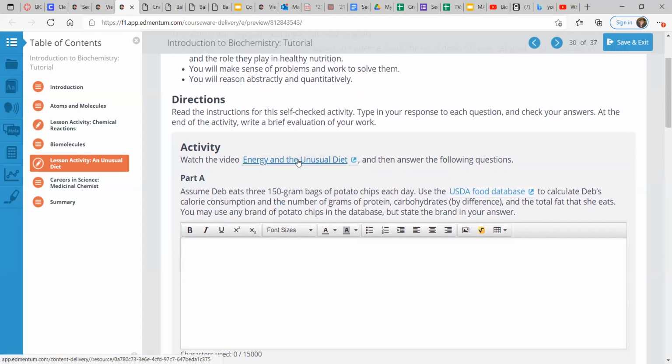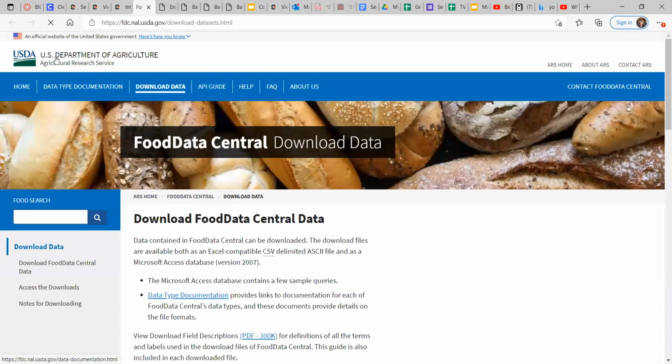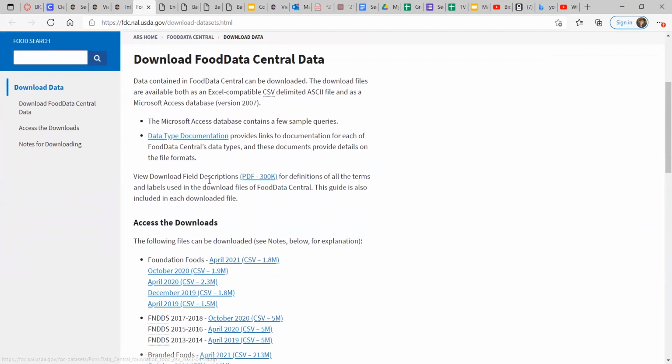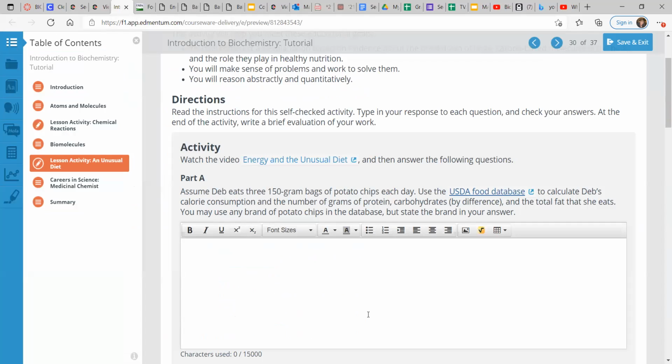Part A, assume Deb eats 3 150-gram bags of potato chips each day. Use the USDA food database. If you click on that, USDA stands for the U.S. Department of Agriculture. They collect food data and things of that sort. So we'll use that for this lab to calculate Deb's calorie consumption and the number of grams of protein, carbs, and the total fat that she eats. You may use any brand of potato chips in the database, but state the brand in your answer.